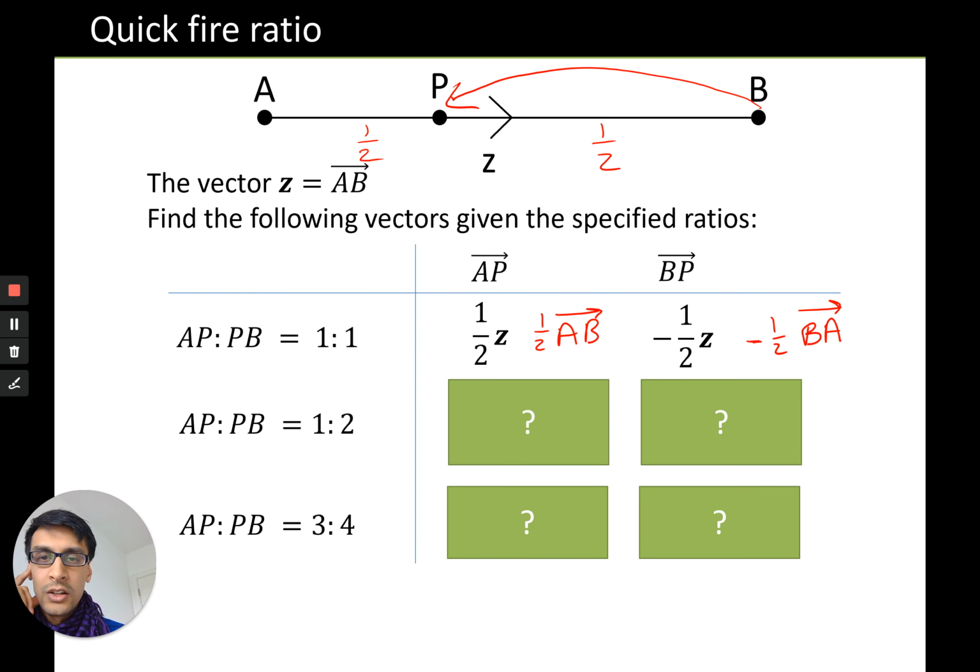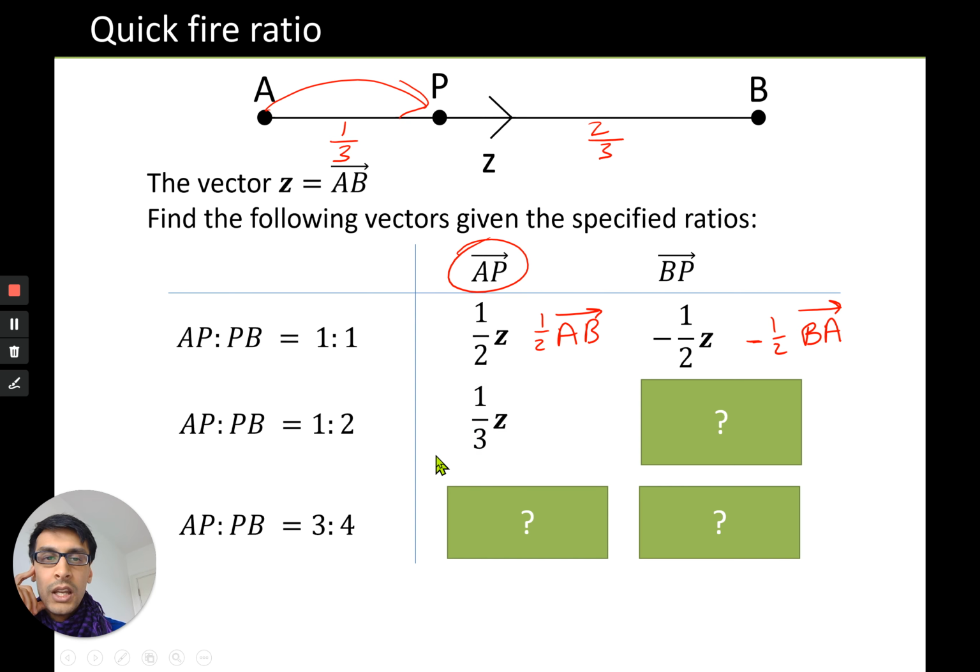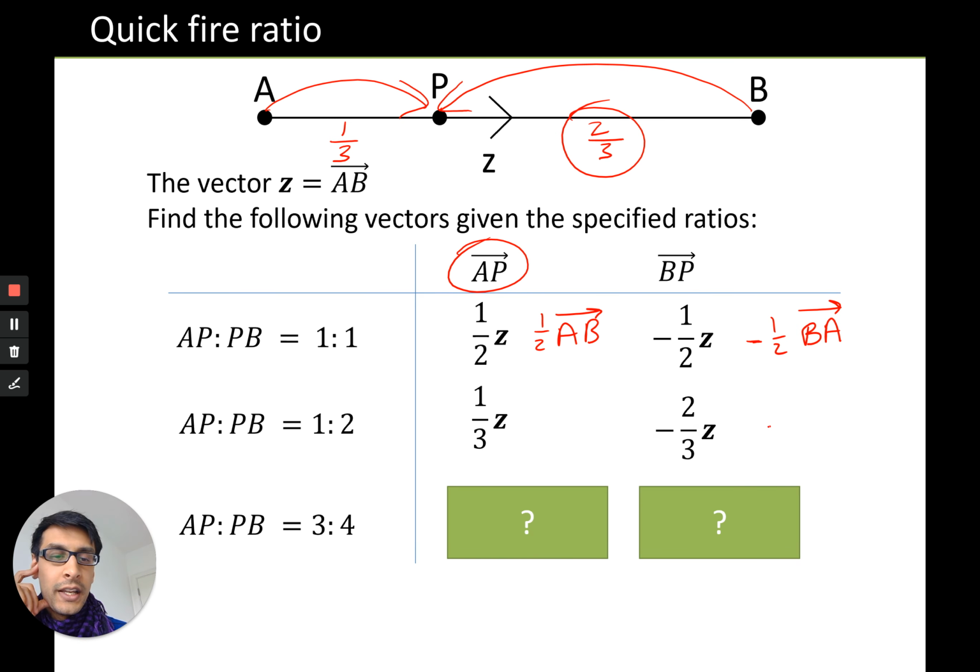Okay, so I'm going to go through the answers. The first thing you do whenever you're given a ratio in any vectors question is you write the fraction out on your diagram. So in this case, this is one part, this is 2 parts, but it's actually 1 out of 3 parts, and this is 2 out of 3 parts. So we want to figure out AP. So we're going from A to P. Well, that's going to be 1/3 of Z. And to go from B to P is going to be negative 2/3 of Z, or negative 2/3 of BA.